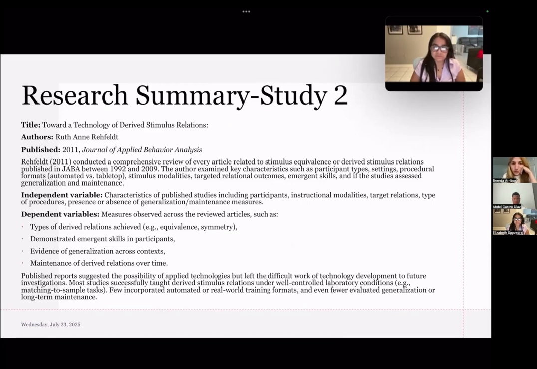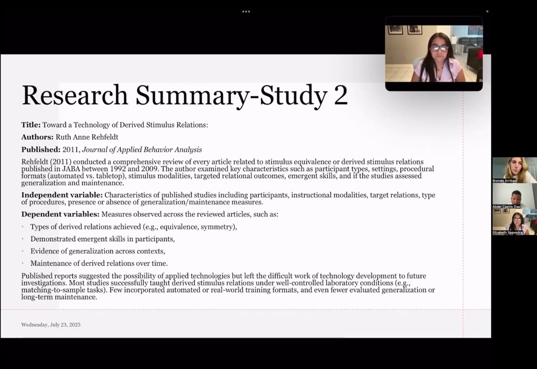So the independent variables were the characteristics of published studies, including participants, instructional modalities, target relations, type of procedures, and presence or absence of generalization and maintenance measures. The dependent variables were measures observed across the reviewed articles, such as types of relationships achieved, like equivalence and symmetry, demonstrated emergent skills in participants, evidence of generalization across contexts, and maintenance of derived relations over time.